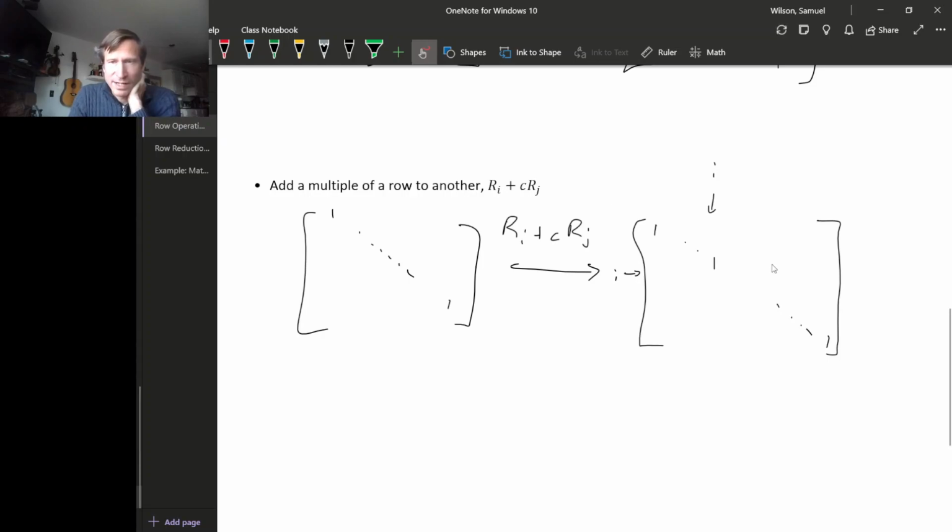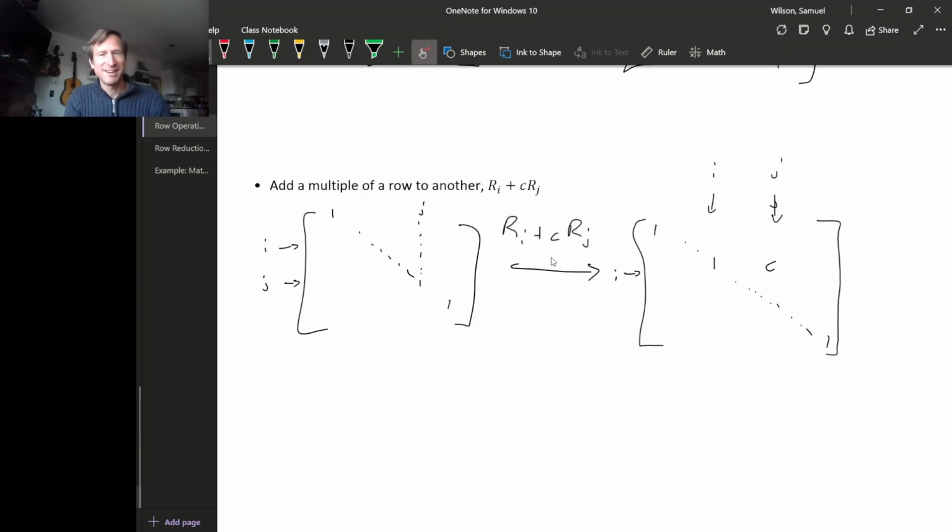But in the jth row and jth column, there's a 1, and we're adding a multiple of that up to the ith row. So in the jth column, in the ith row, there is something that is coming from the jth row. It's 1, but it's being multiplied by c, so there's a c right here. And it's still 1 down the diagonal.